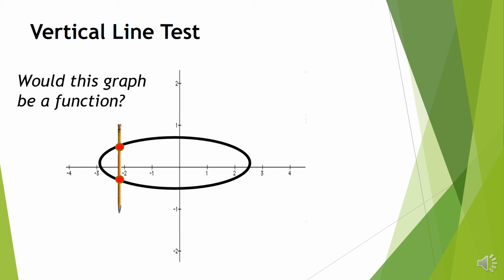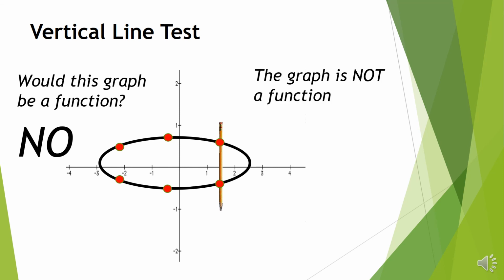If we move the pencil, still it intersects the graph at two points. Let's move again. Two points still. So, therefore, we can say that this graph is not a function.